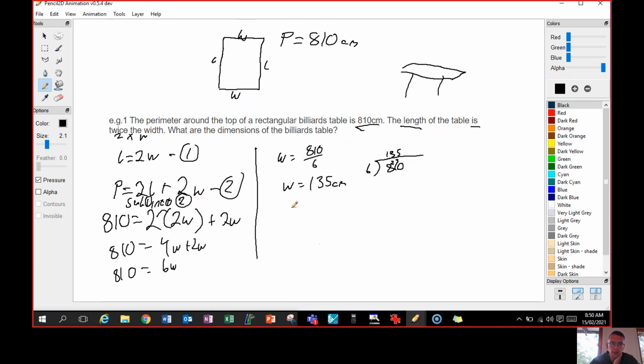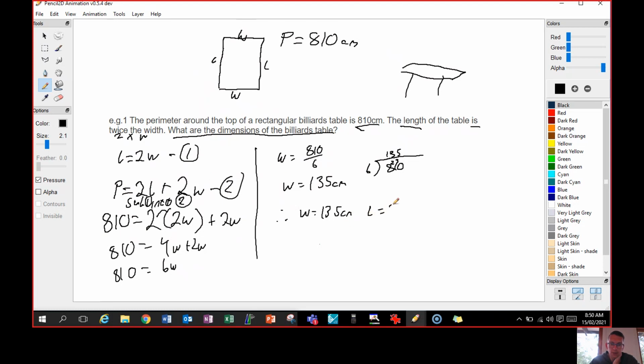We know what it refers to. Now, don't forget, actually you need to answer the question. And the question is asking, what are the dimensions of the billiards table? So we say, therefore, width equals 135 centimeters. And length is obviously 2 lots of that.